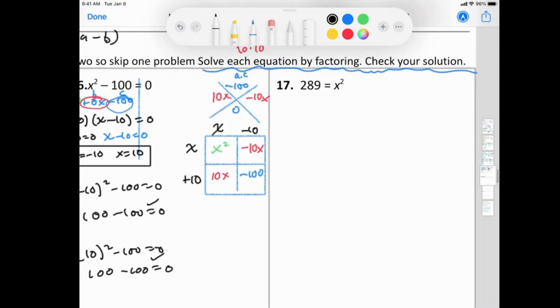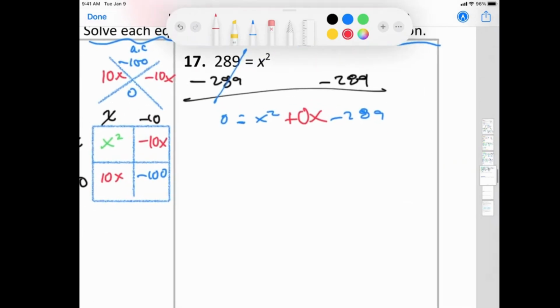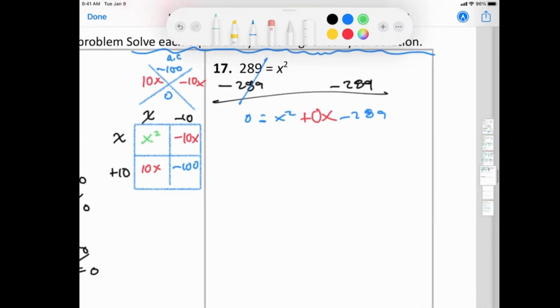And number 17. I'm going to set this equal to 0. I left a big space in there because, remember, this is the point of the lesson. For this particular section, b is equal to 0. This little placeholder is super important to us, especially as you get into division of polynomials later on. So you have A is 1, B is 0, C is negative 289.